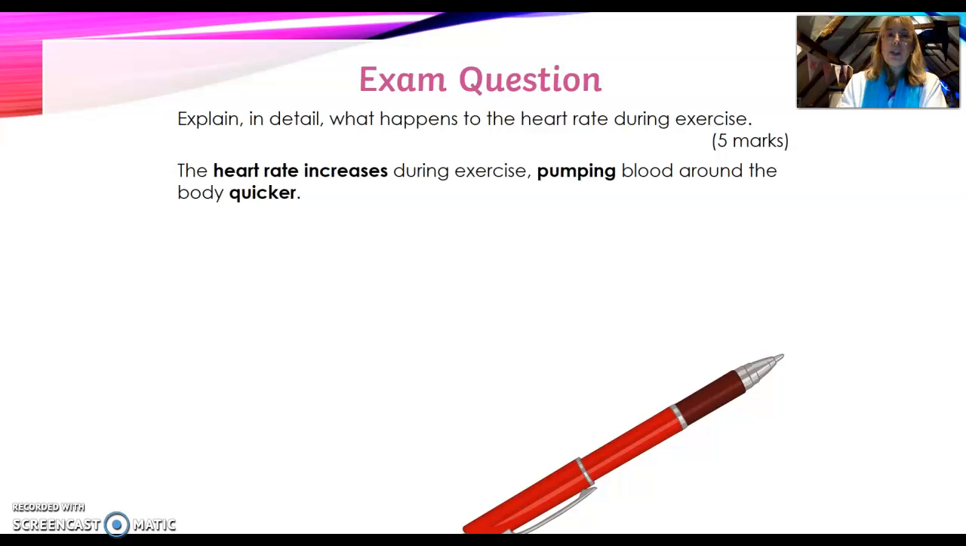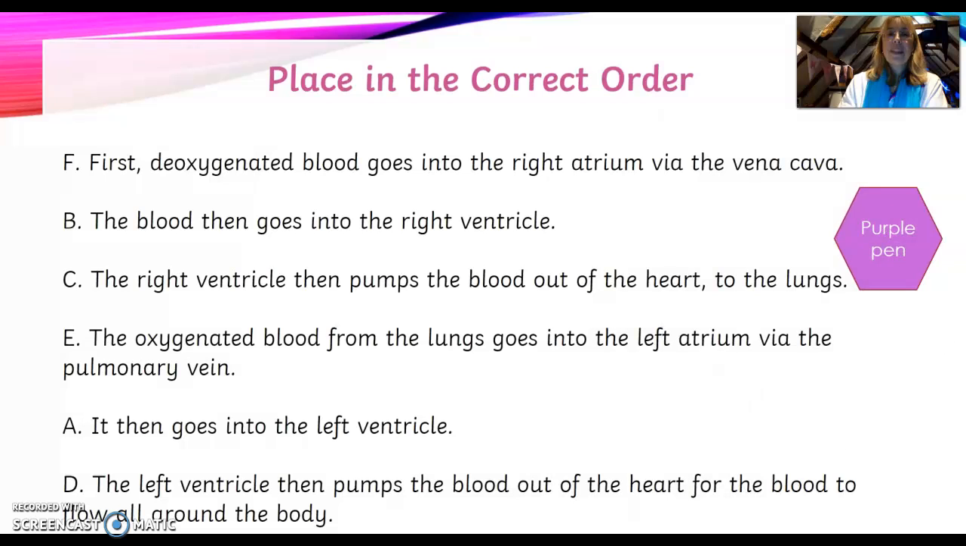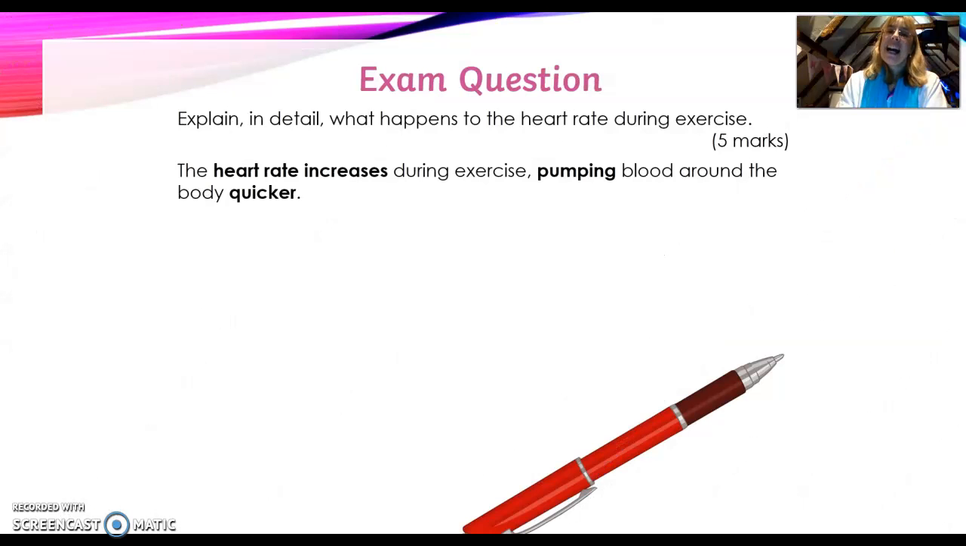Let's look and see how we would do in this exam question. It says, explain in detail what happens to the heart rate during exercise. Now, think about what happens when you are perhaps going for a run. There's a couple of points here. I've put one down for you. Take 4 minutes and see if you can come up with the other 4 points.